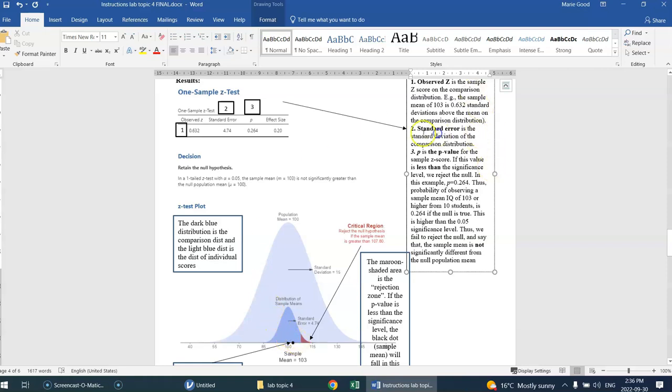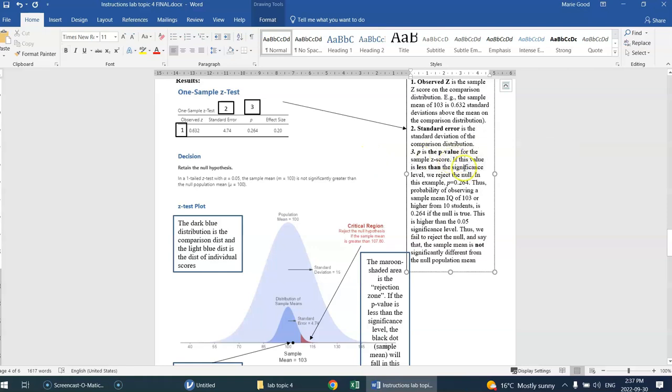Okay, the standard error is the next thing that the table gives us, and it's just the standard deviation of the comparison distribution. See the dark blue distribution, the standard error is 4.74, that's up here. The p-value is the most important piece of information that we get from this table. Remember, it's the p-value for this sample score, the p-value that would accompany this score.